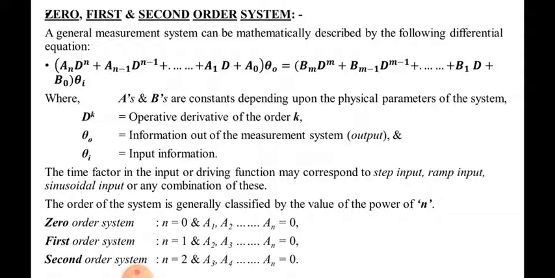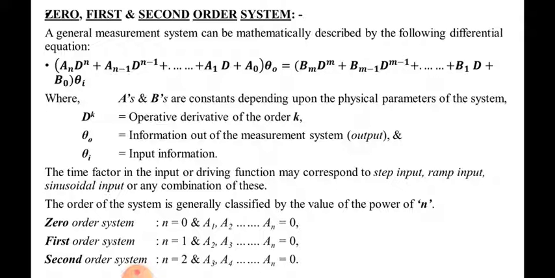The differential equation is (a_n D^n + a_(n-1) D^(n-1) + ... + a_1 D + a_0) theta 0 equal to (b_m D^m + b_(m-1) D^(m-1) + ... + b_1 D + b_0) theta I. So this is nothing but the generalized measurement system expressed mathematically.